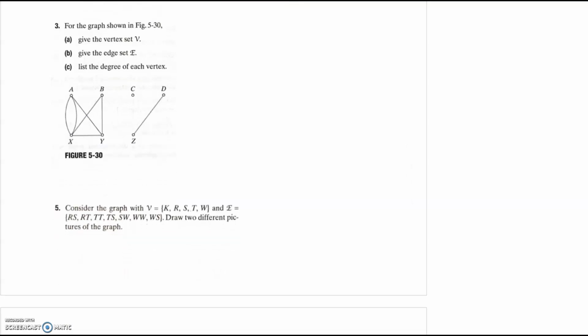Number 3. For the graph shown, give the vertex set, the edge set, and list the degree of each vertex. And this is just like we did above in number 1. So the vertex set, remember, is just the set of all vertices, and I have A, B, C, D, X, Y, and Z. There's my vertex set.